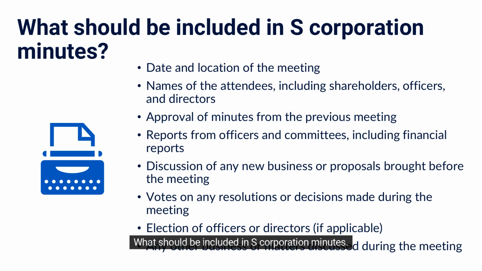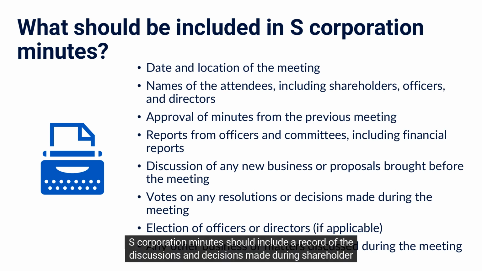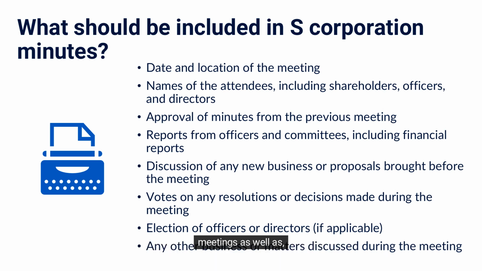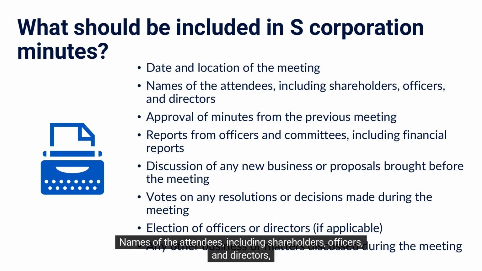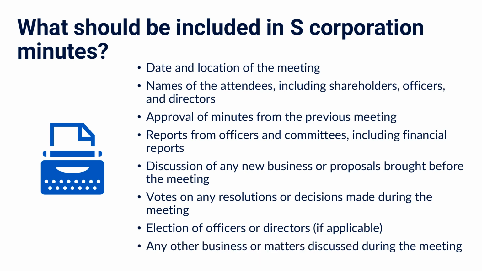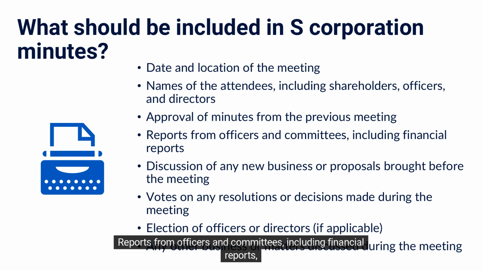What should be included in S corporation minutes? S corporation minutes should include a record of the discussions and decisions made during shareholder meetings as well as the date and location of the meeting, names of the attendees including shareholders, officers, and directors, approval of minutes from the previous meeting, reports from officers and committees, including financial reports, discussion of any new business or proposals brought before the meeting, votes on any resolutions or decisions made during the meeting, election of officers or directors, if applicable, and any other business or matters discussed during the meeting.